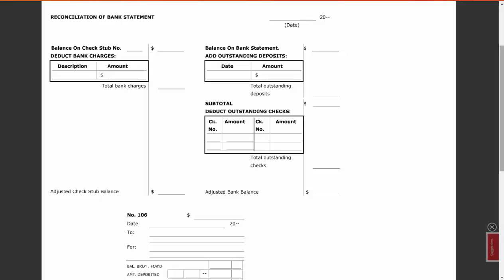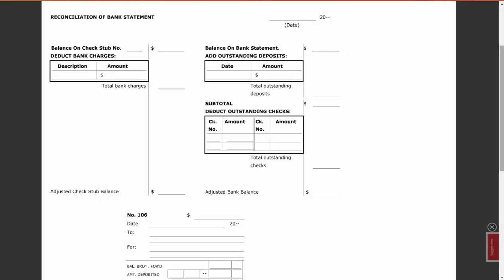That's one of the things we know about accounting: there's always a way for us to check our work. And our ultimate goal is our adjusted check stub balance needs to equal the adjusted bank balance. And there are going to be more things that we need to adjust on the bank's end. And here's the reason why.